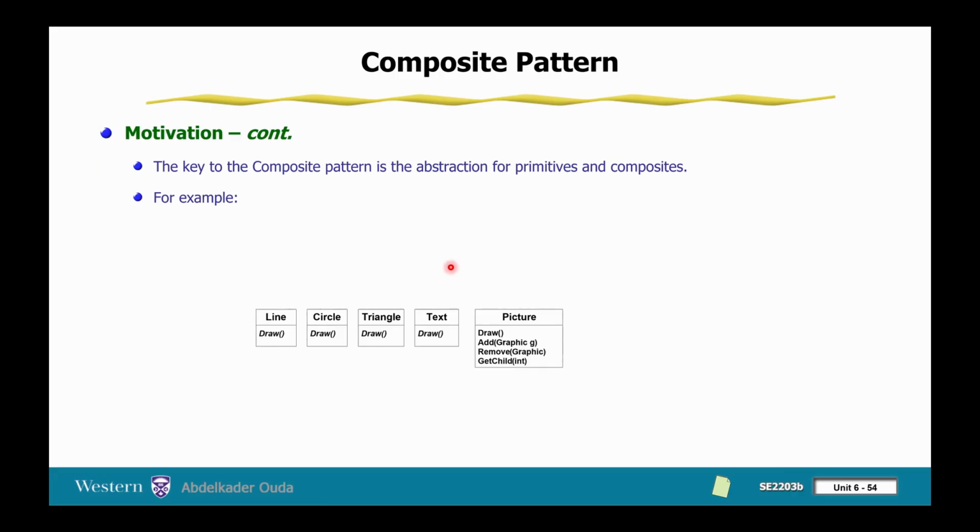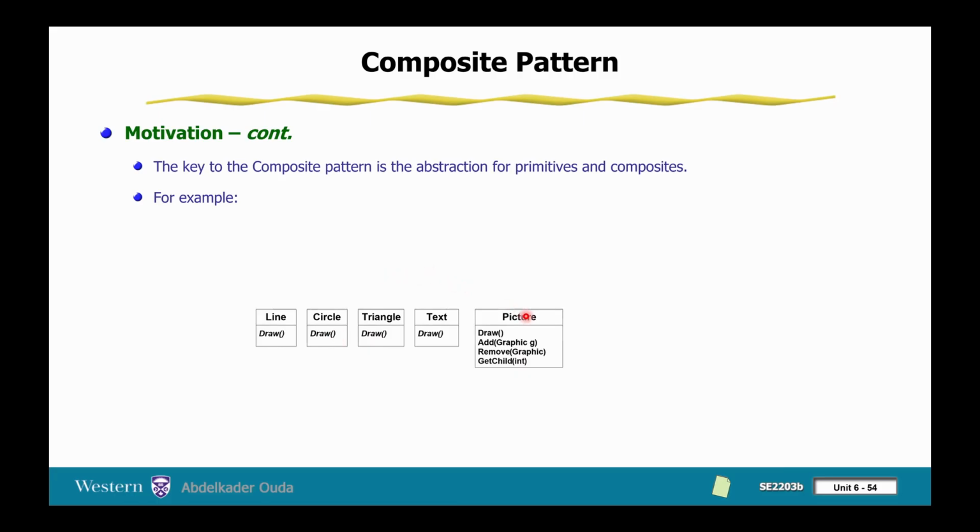Let us start to build the composite design pattern out of this example. You can see it on the screen. We have a class to draw a line, a class Line. We have a method draw, class Circle, Triangle, Text, and we have a class Picture. Each one of these, look at that, has its own method draw, exactly the same method. But we know that the way we draw a line is different than the way we draw a picture, different than the way we draw a circle. But still, we need to maintain the same interface.